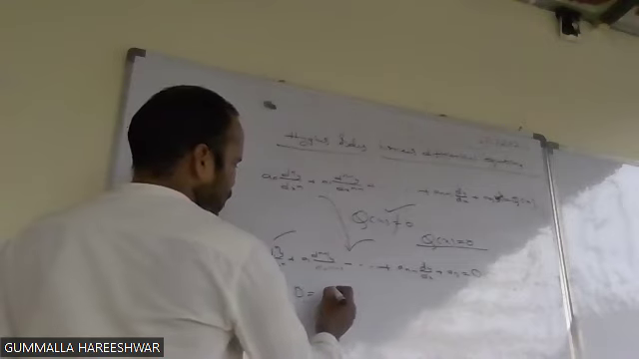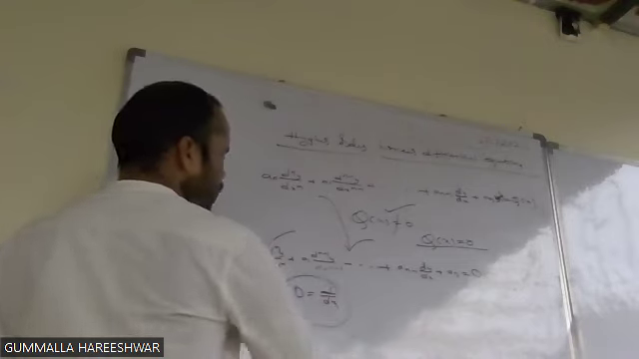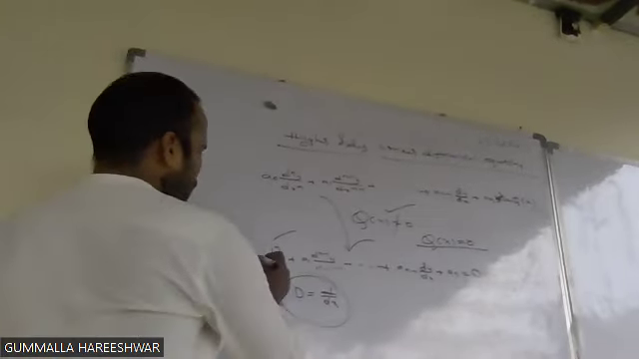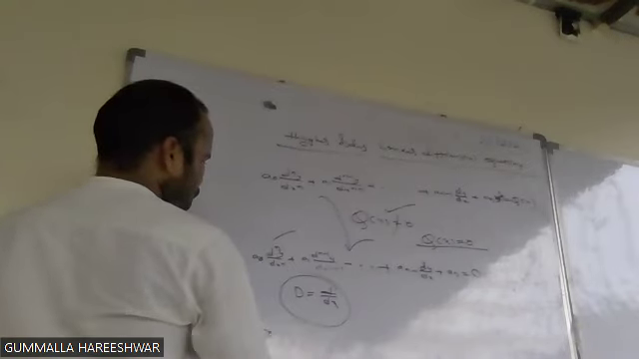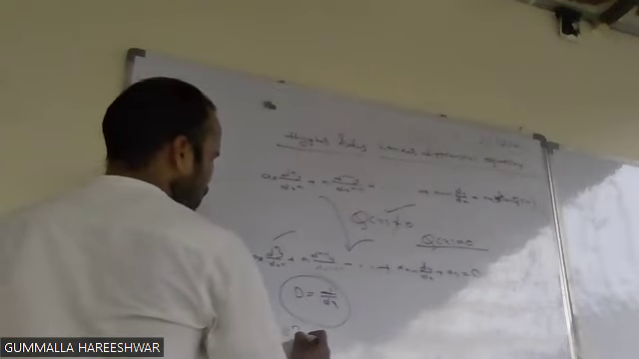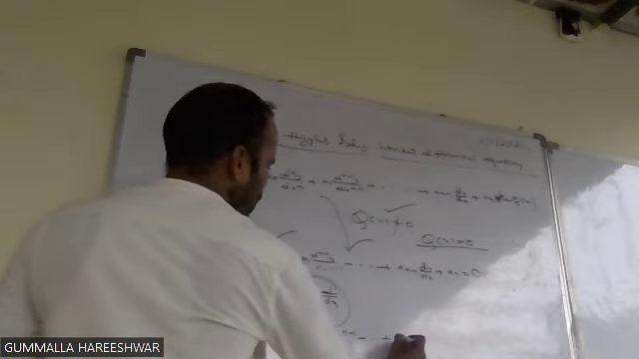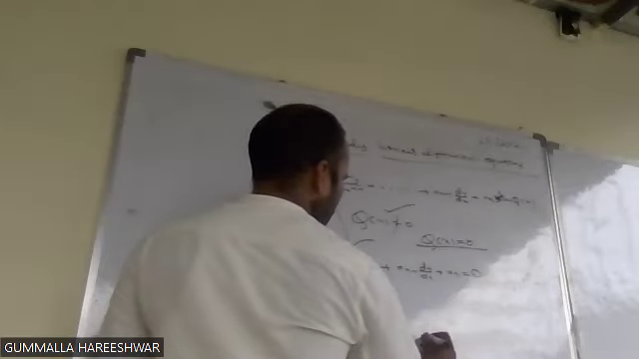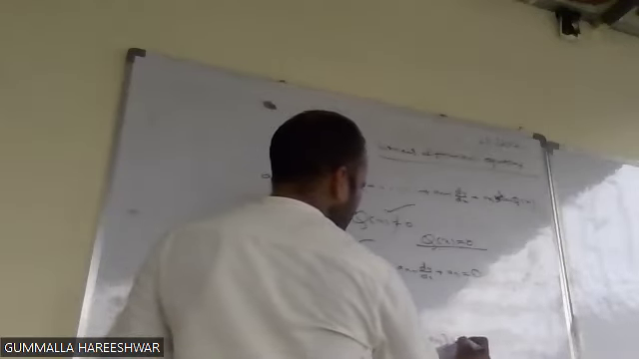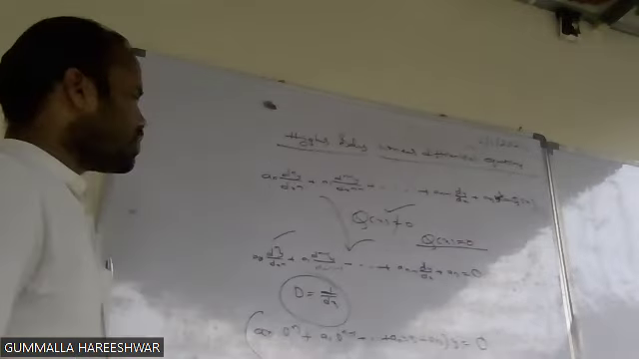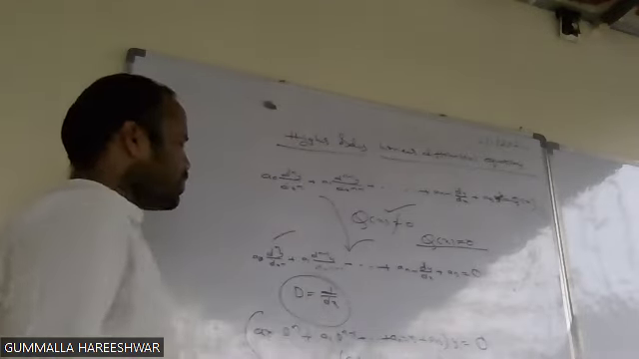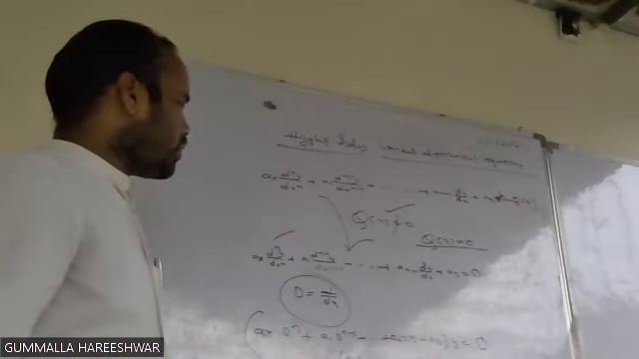The differential operator is d by dx, which we can write as capital D. When converting into operator form, I write a naught D power n plus a1 D power n minus 1 plus and so on, plus a n minus 1 D plus an, applied to y, is equal to 0. Or we can simply write f of D y is equal to 0. So this is the operator form of the given higher order linear differential equation.